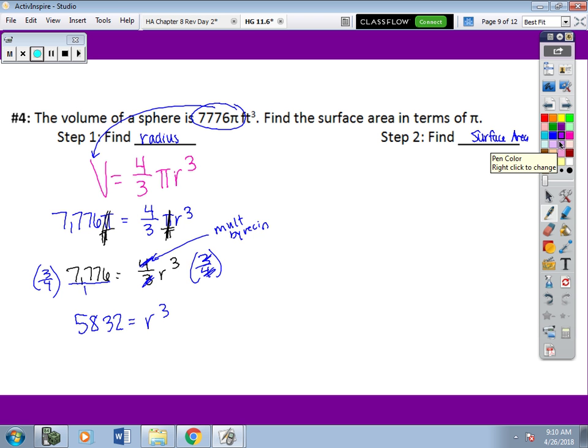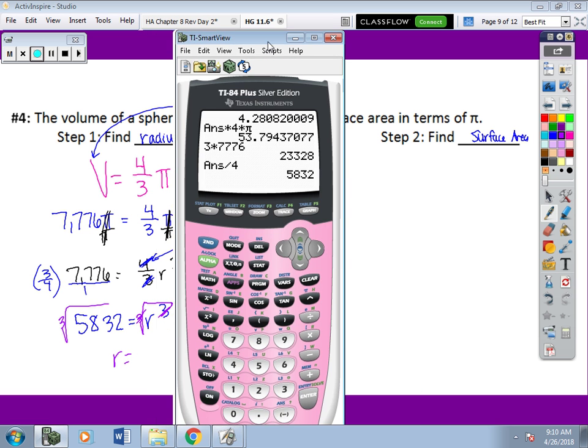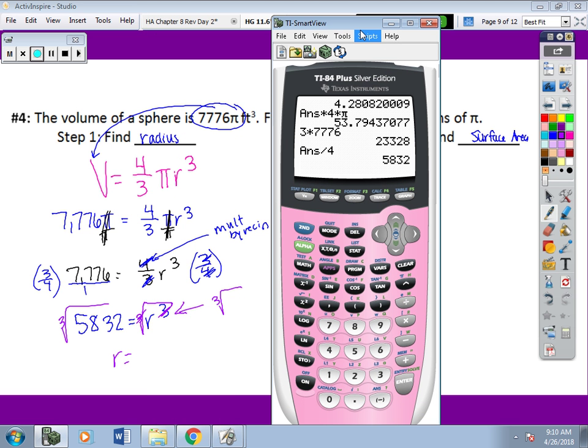For those of you that haven't taken Algebra 2 yet, you probably haven't seen cube roots a lot. But in Algebra 2, we will see those a lot. So the inverse is to cube root both sides. Just like a square root undoes a square, a cube root will undo a cube. So that'll get me what r is. So again, in your calculator, find either your x root and type 3x root, or for me, I'll do my third root of 5,832. And I'll get 18.